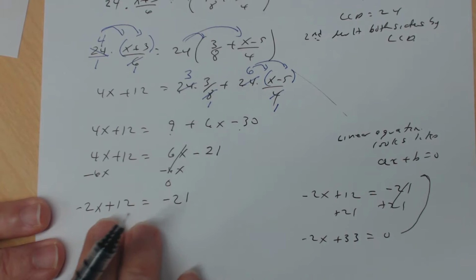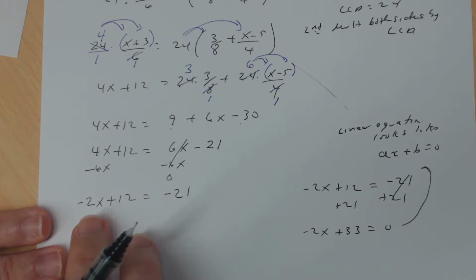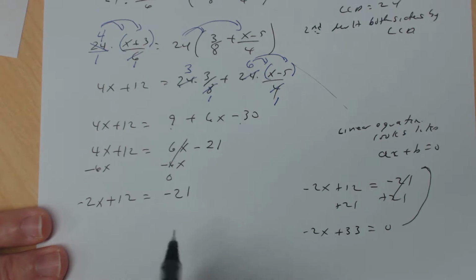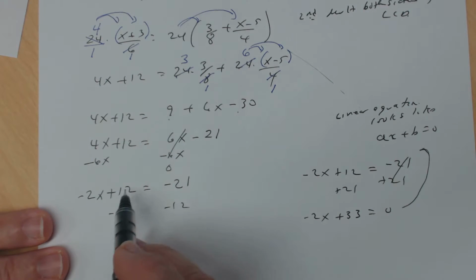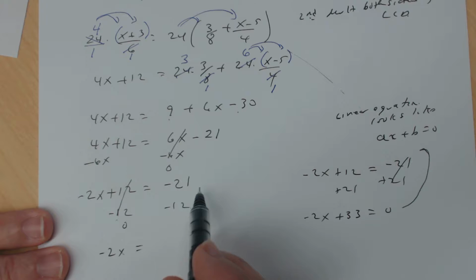All right, but let's go ahead and finish this. So the process next is to get the term that has a variable by itself. So I'm going to get rid of this positive 12. So right now I'm adding 12. The opposite is to subtract 12. What you do to one side, do it to this side and to that side. And so 12 and a negative 12 is 0. Negative 2x plus 0 is a negative 2x equal, all right, a negative 21 and a negative 12 is a negative 33.